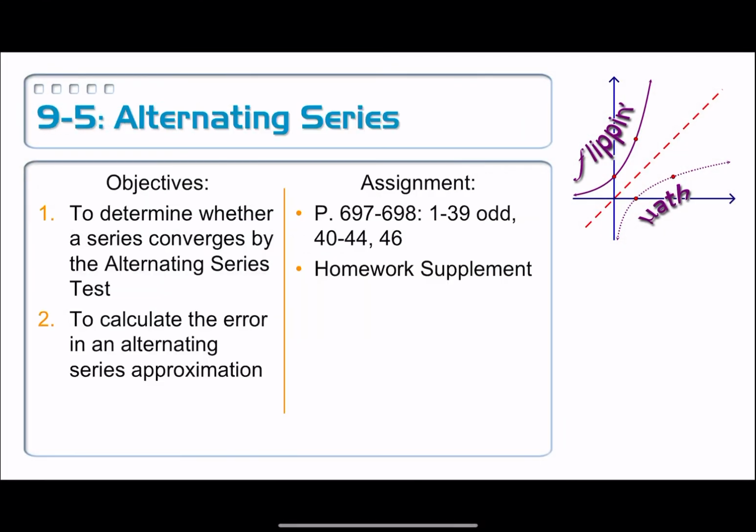Which brings us to the end of this alternating series test. We were able to see if a series converged by the alternating series test, and there are 2 components to that. You have to make sure that your terms are approaching 0, and that they're decreasing towards 0. And we were also able to calculate the error in an alternating series approximation by just looking at the first neglected term.